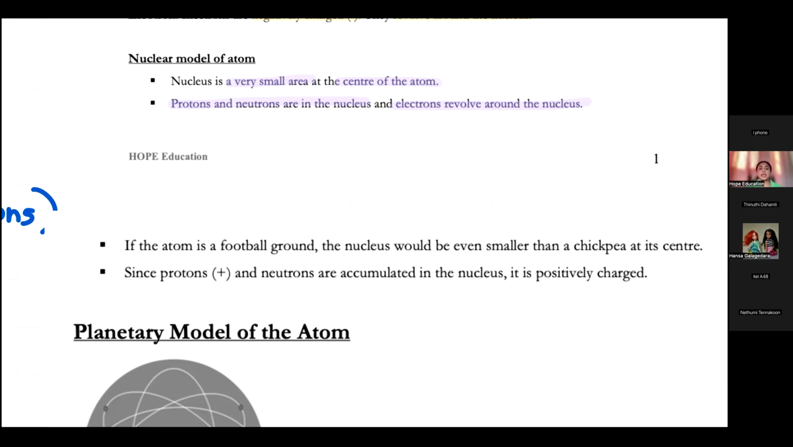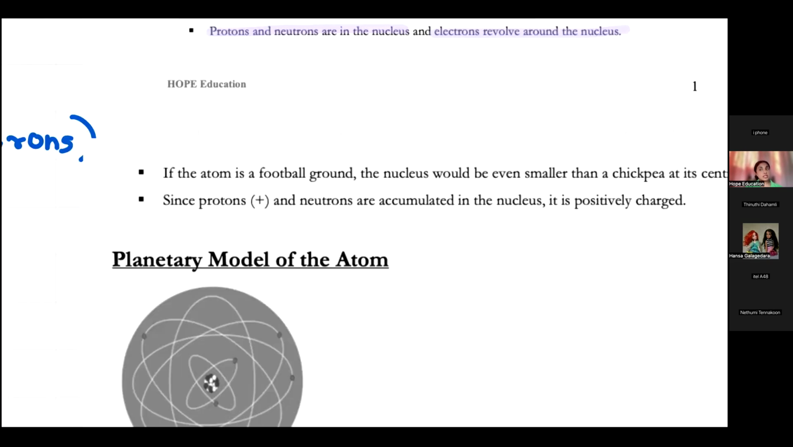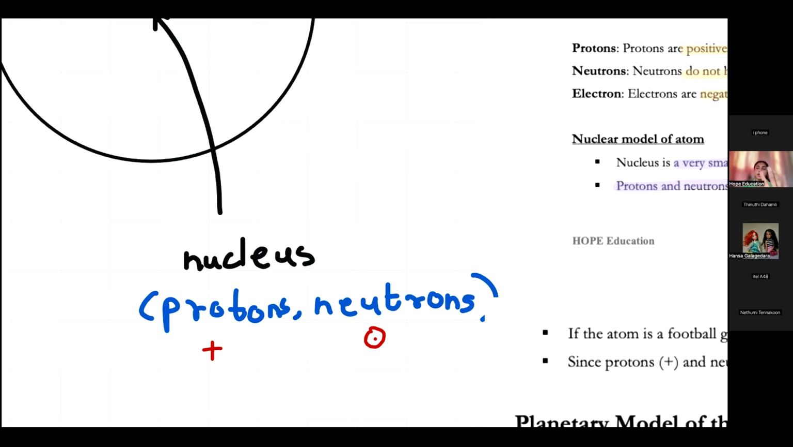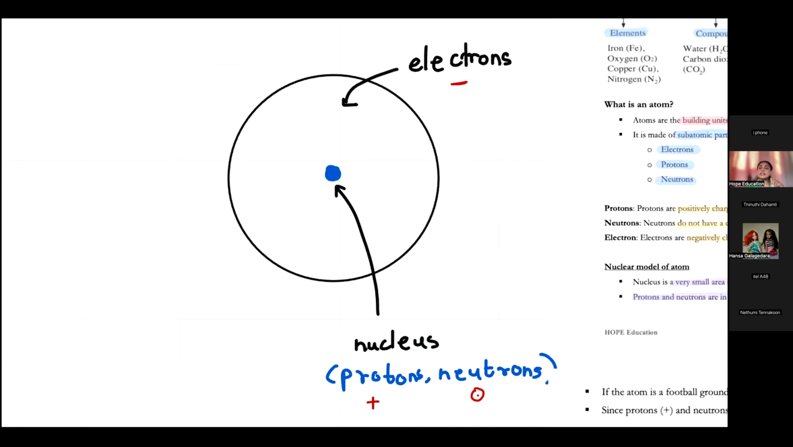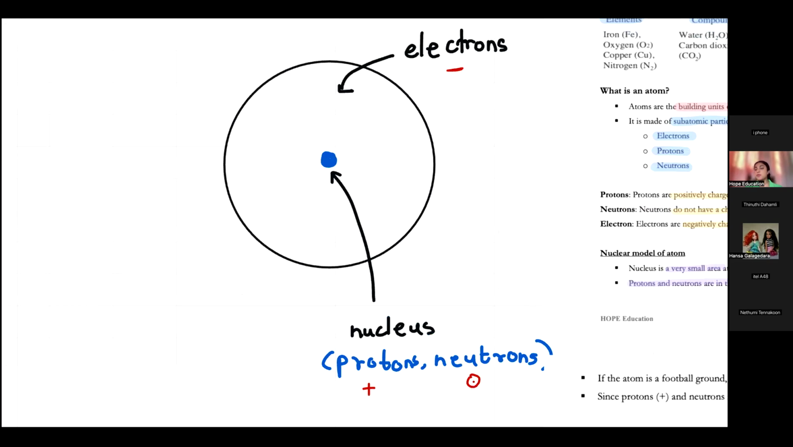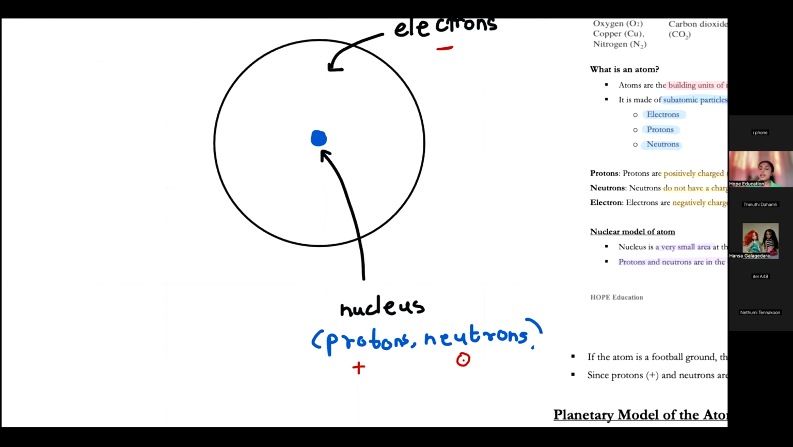Right? Then, since protons and neutrons are accumulated in the nucleus, it is positively charged. Let's look at that. Now, look at the nucleus here. Inside the nucleus, there are protons, and protons are positively charged. Then there are neutrons. Neutrons don't have a charge. Then what is the overall charge of the nucleus? Protons and neutrons are in the nucleus, so what is the charge? What is the charge of the nucleus?